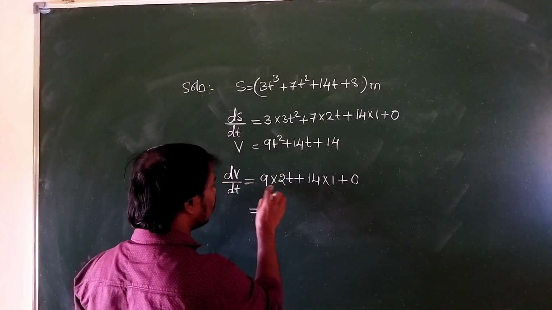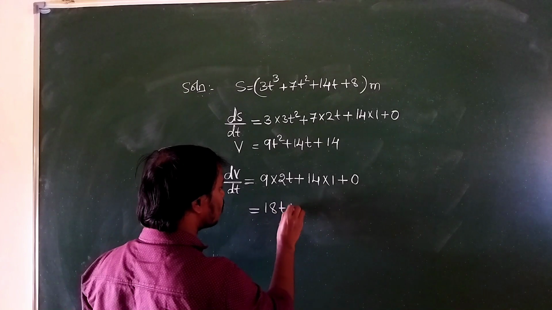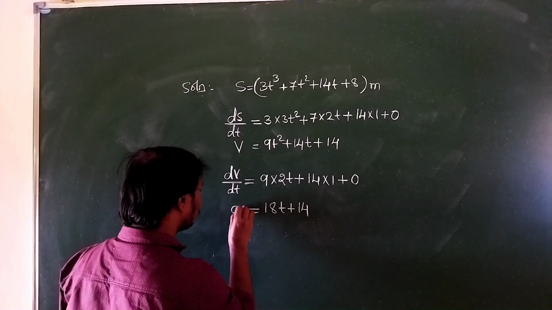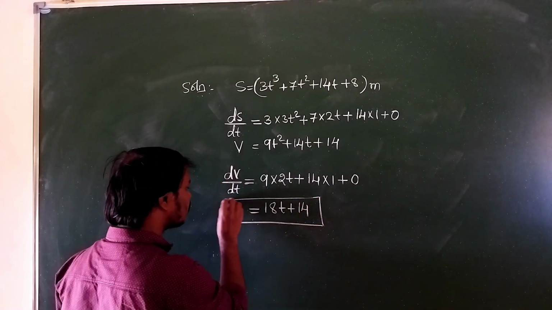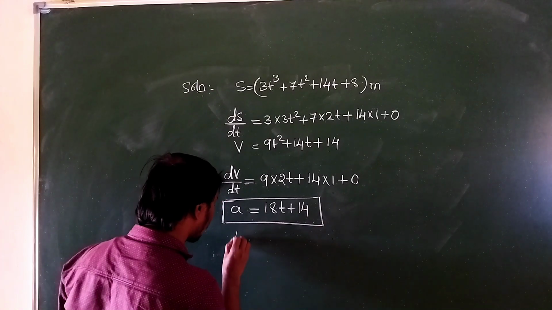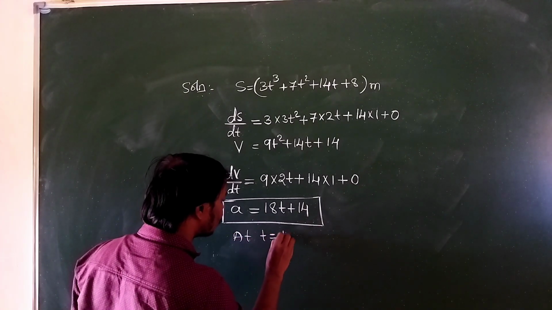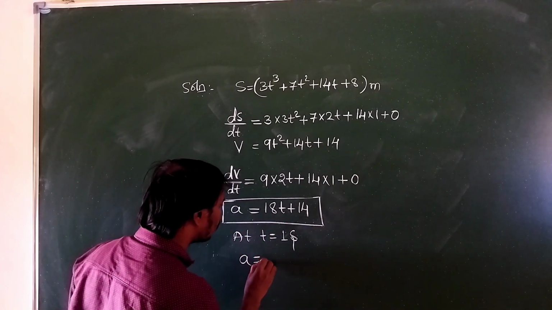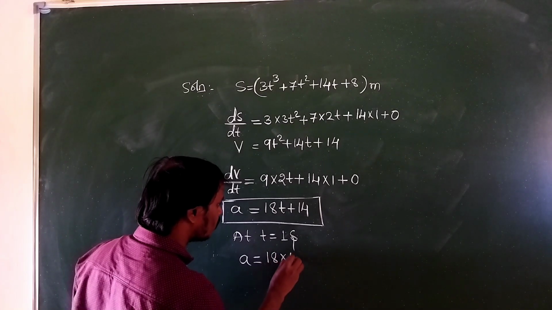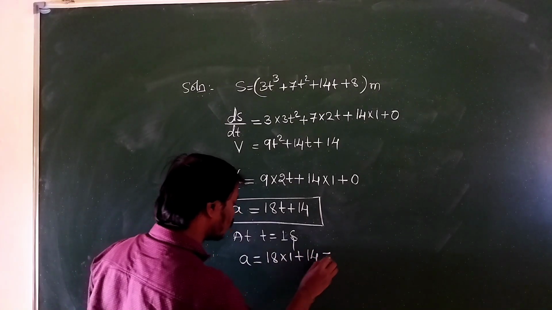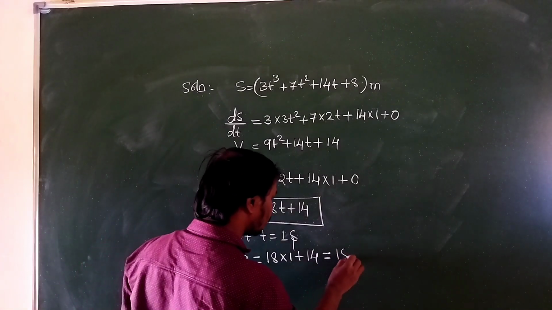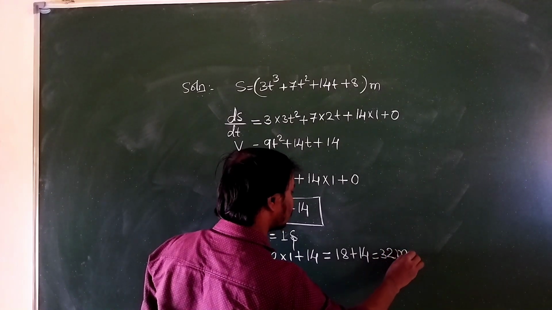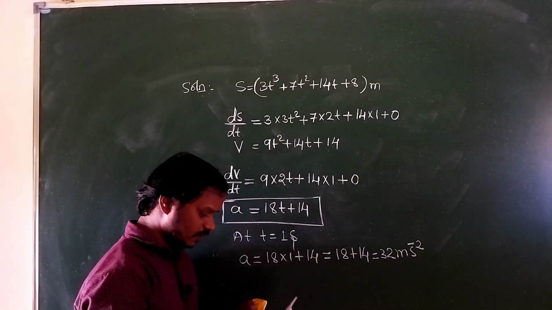Now we can write 9 2s are 18, 18t plus 14. The rate of change of velocity is called acceleration. But what is our aim? Our aim is to find the acceleration at time t equal to 1 second. Wherever t is there, put 1. Now we can write a is equal to 18 into 1 plus 14. 18 into 1 is 18, plus 14, so that is 32. 32 meter per second square.